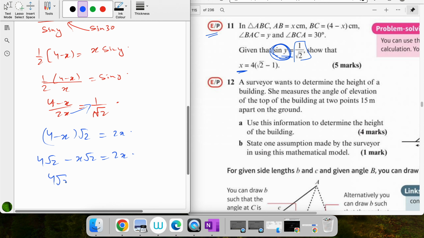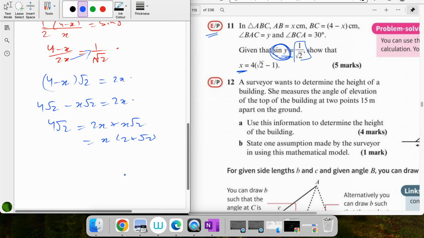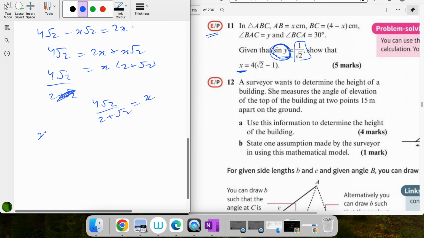Taking x on the right hand side is x square root 2. Taking x as common is 2 plus square root 2, and 4 square root 2 over 2 plus square root 2 in the next step. 4 square root 2 over 2 plus square root 2 is equal to x. To make that shape, I am going for rationalizing. So x is equal to 4 square root 2 over 2 plus square root 2 into 2 minus square root 2. Do you understand rationalizing?